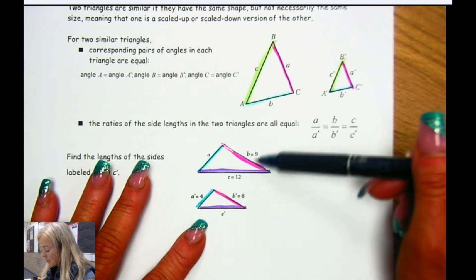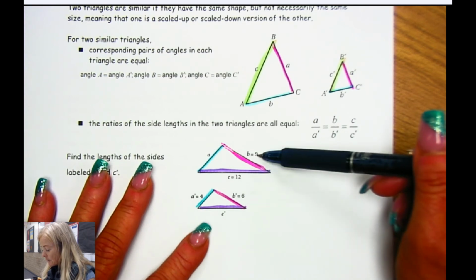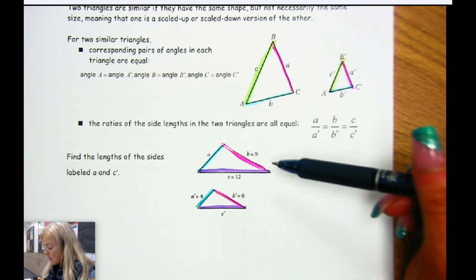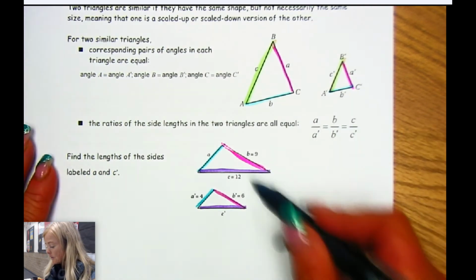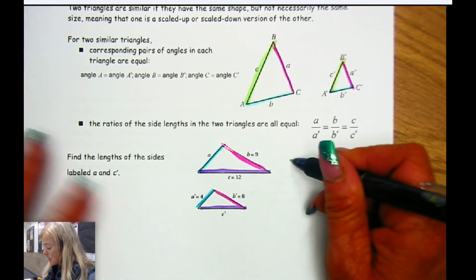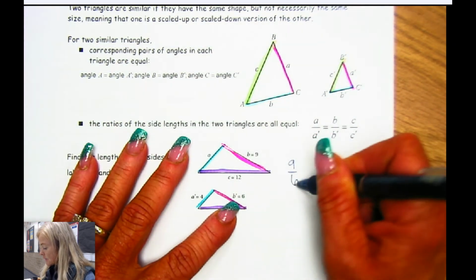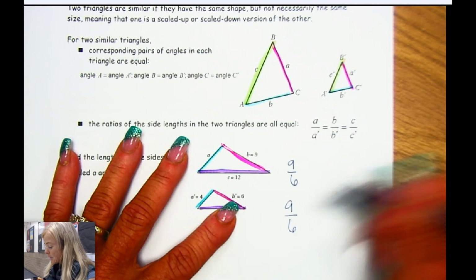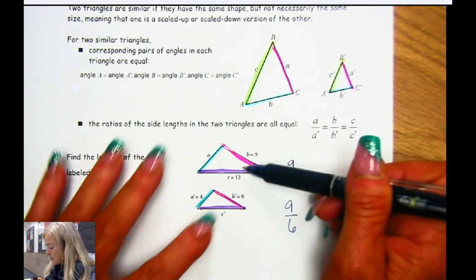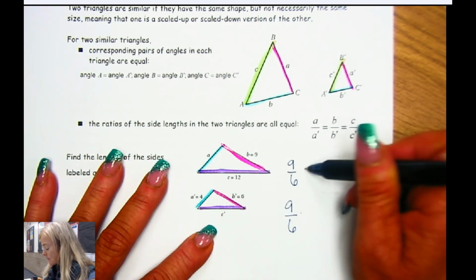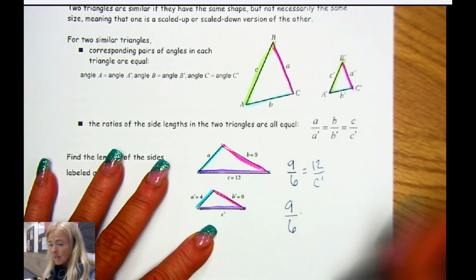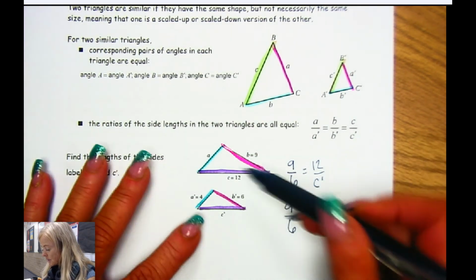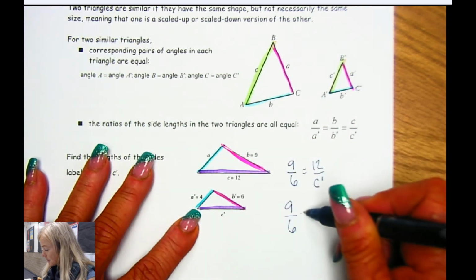I know the numbers, I know the ratio, and I have, let's see, B and B prime. I have 9 for B and 6 for B prime. So with those, I have a full set of a ratio. I know it's going to be 9 to 6 for B to B prime. And then with that, I can use it twice. 9 to 6 is the same as 12 to C prime. And I can write that out. And then I also know 9 to 6 is equal to A to 4.